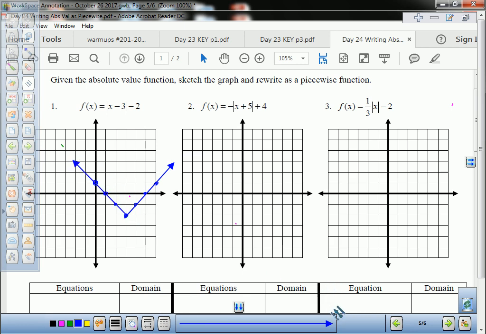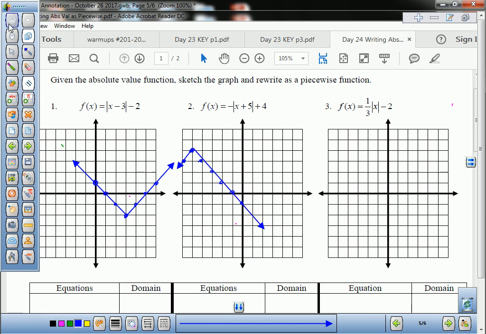All right, how'd you do? Good? All right, let's do the second one. This one is going to start at the point negative 5, positive 4. 1, 2, 3, 4, 5, up 4. Now, because this one is negative, it's going to open down. So it'll do the same thing, but it'll go like this. So this one's going to go this way, and this one goes this way.